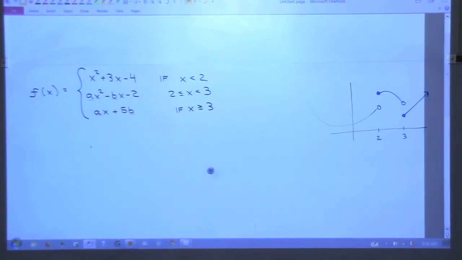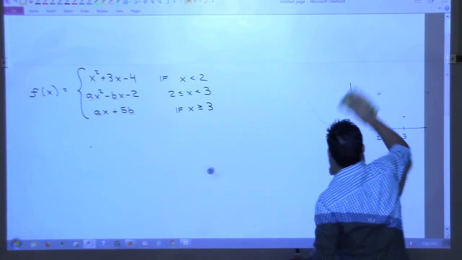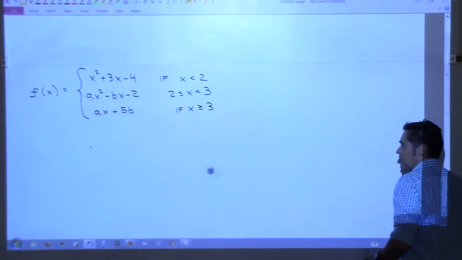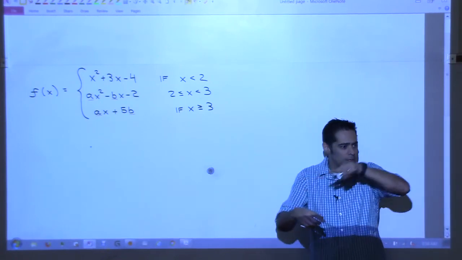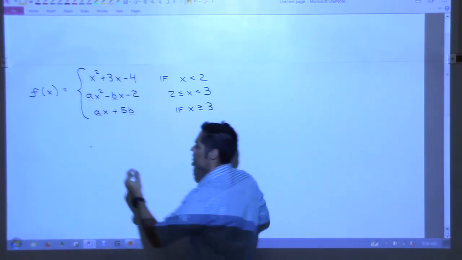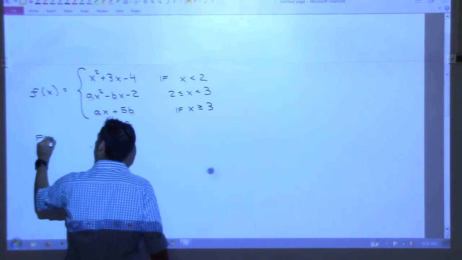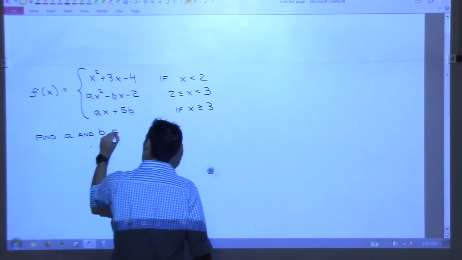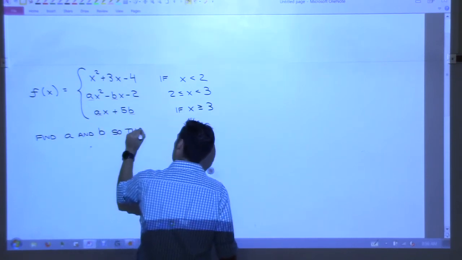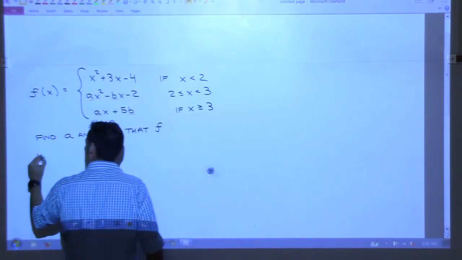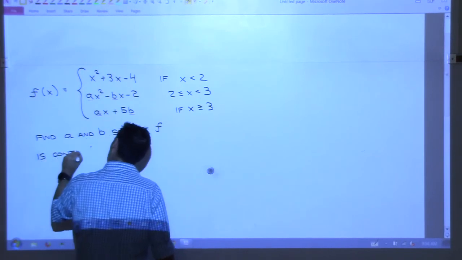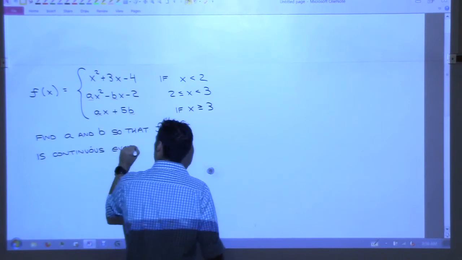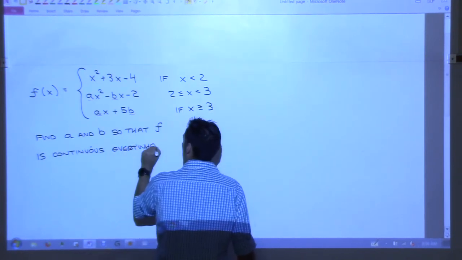Yes? Okay, so let me put the actual question up on the board. We're trying to force these things to all come together so we can draw them without picking up our pencil. This is the question: find A and B so that F is continuous everywhere. Now, everywhere may sound like, wow, how am I ever going to do that?